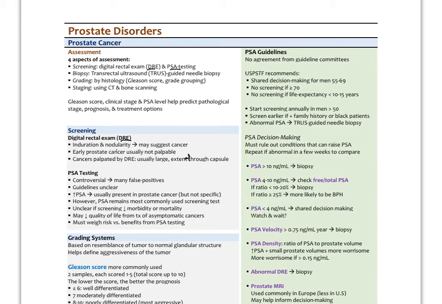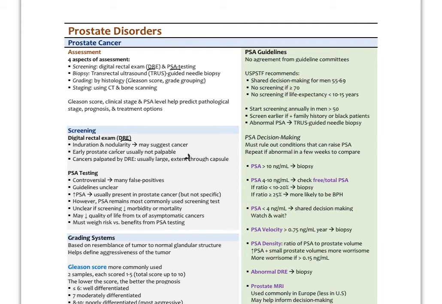PSA is kind of the main screening tool we have. It's controversial because there are many false positives, and this can result in over-testing. So the guidelines are really mixed depending on where you go. Usually increased PSA is going to be present in prostate cancer, but it's not specific to prostate cancer.